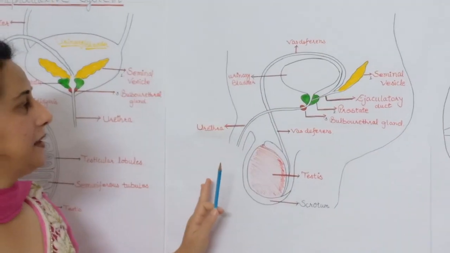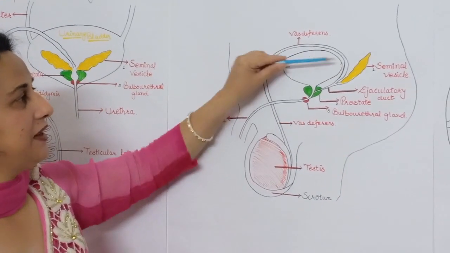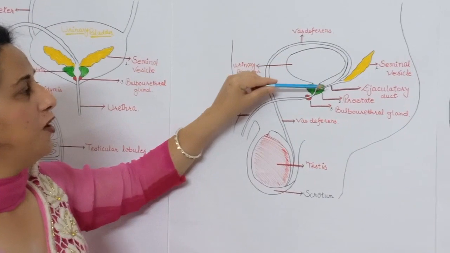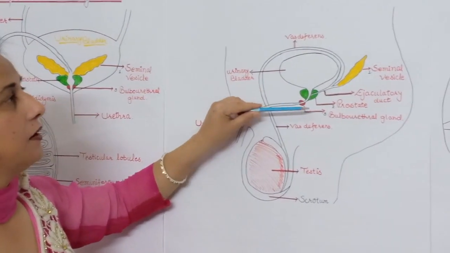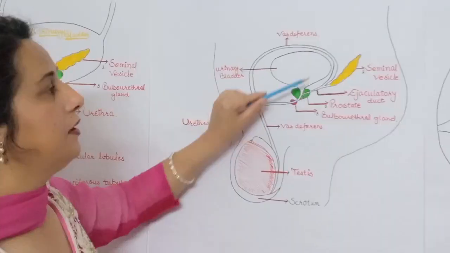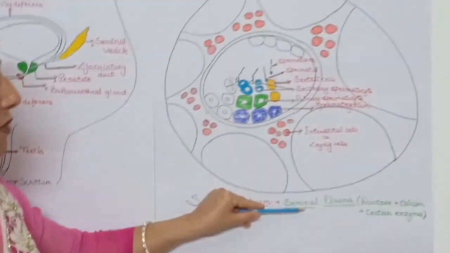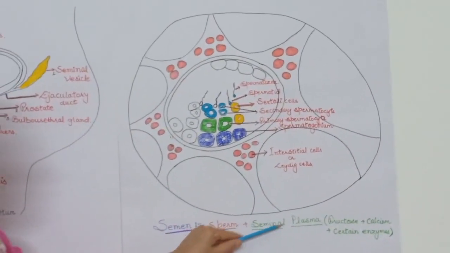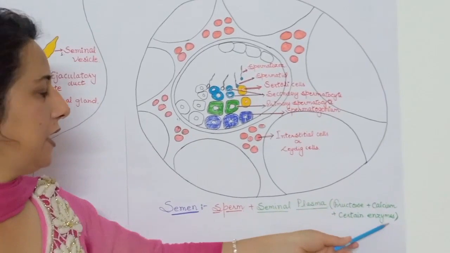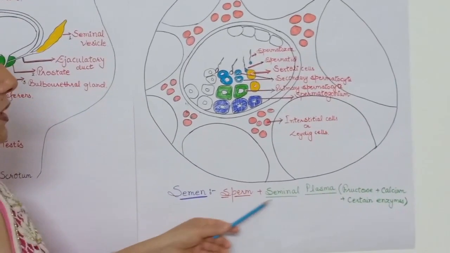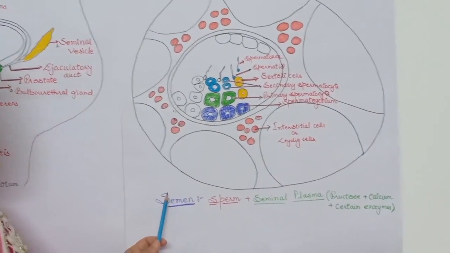Now there are 3 glands in the male reproductive system, and these are the seminal vesicle, prostate gland and bulbourethral gland. The secretion of these 3 glands is known as seminal plasma. In the seminal plasma there are fructose, calcium and certain enzymes. Now the sperm plus seminal plasma constitute semen.